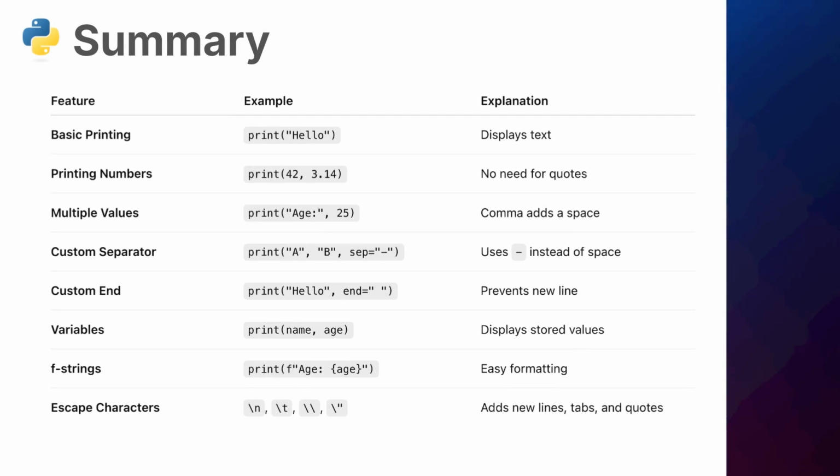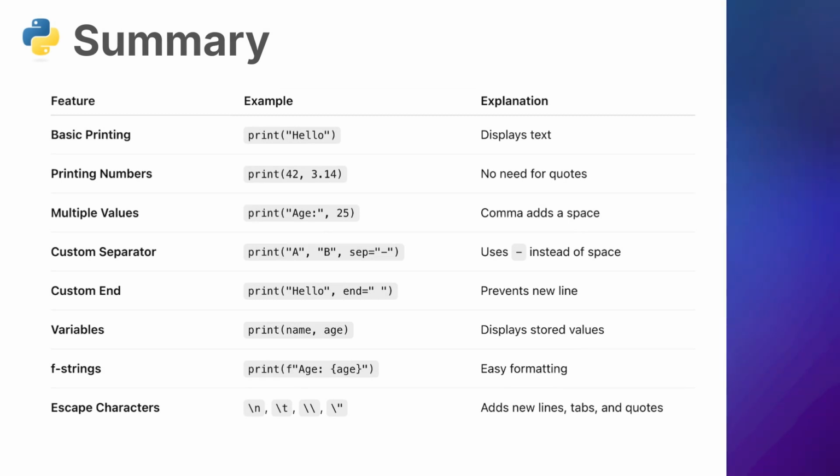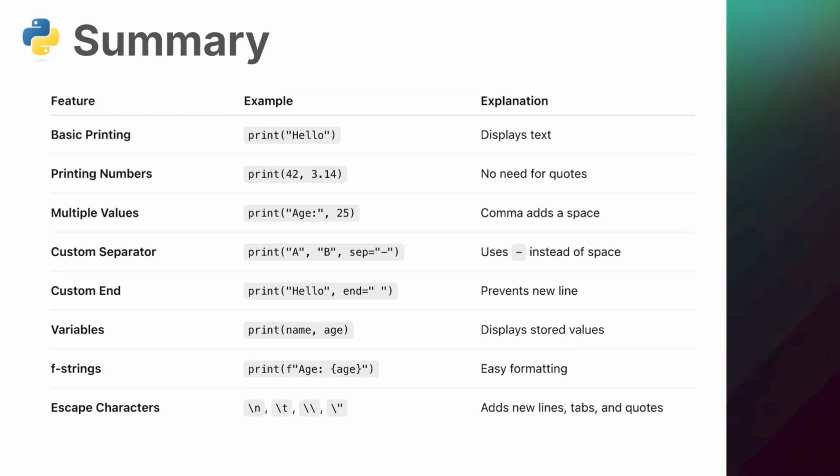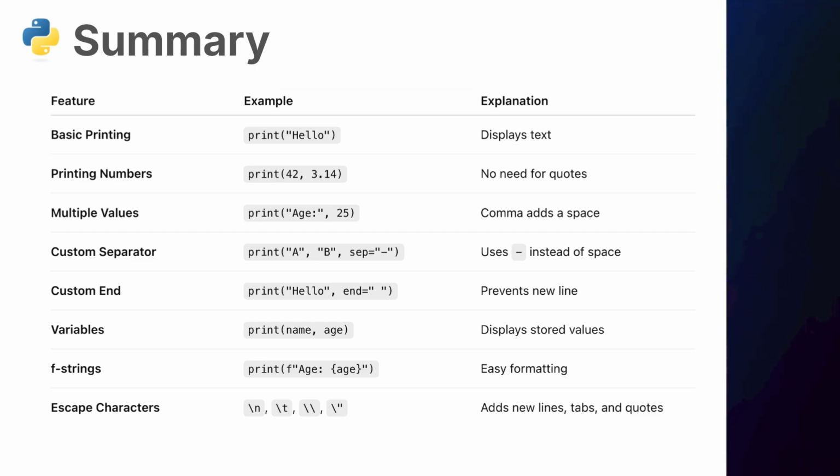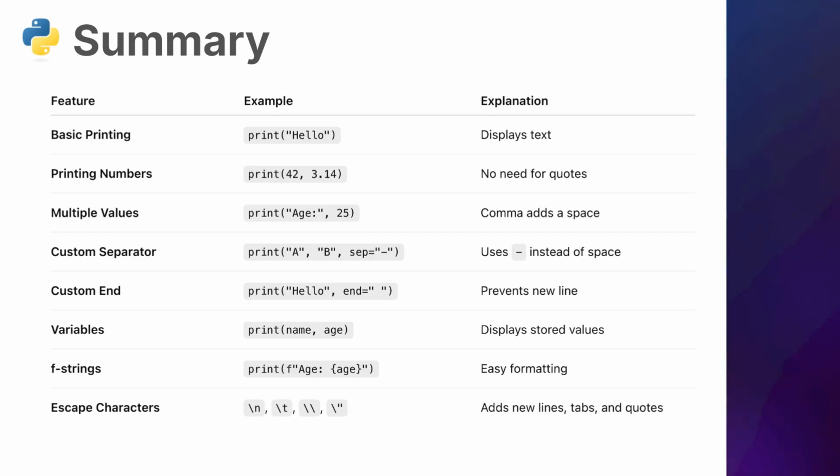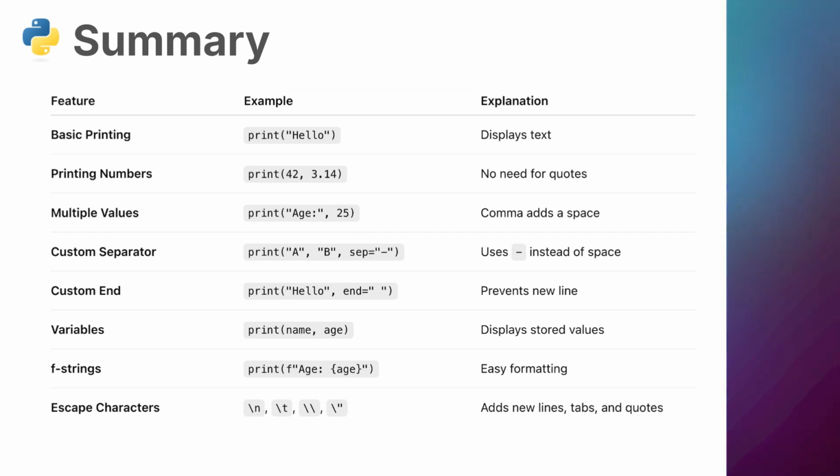That's it for this section on the print function in Python. Let's quickly review what we covered. We learned what print is, how to use it with different types of data, how to format output, and how to handle special characters using escape sequences.